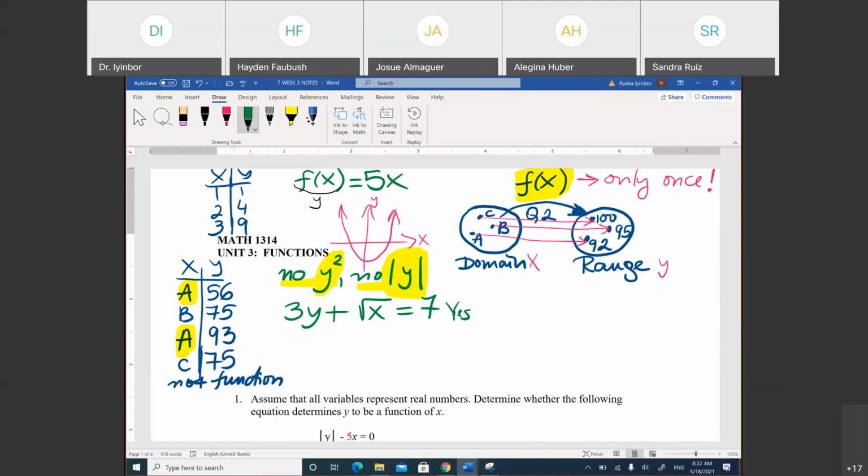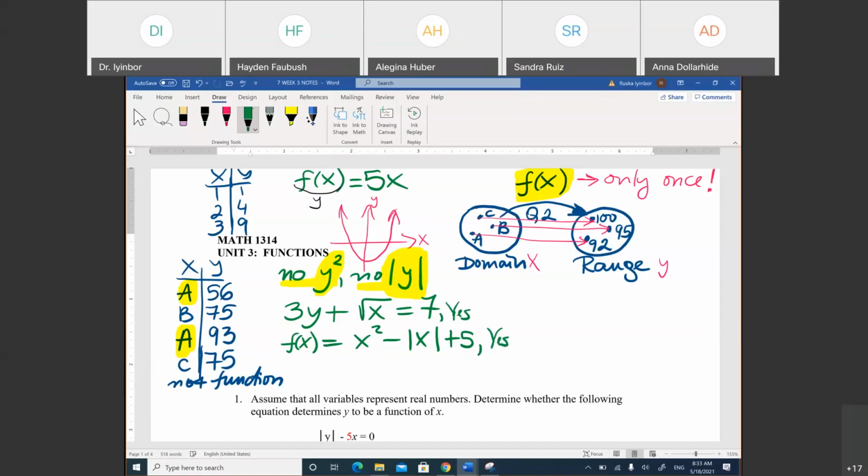Let's do another one. f of x equals x squared minus absolute value of x plus 5, for example. Is that a function or not a function? What do you guys think? It's a function, yes. It's a function because you have no y squared and you have no absolute value of y. You have absolute value of x, but not absolute value of y. So yes, this is a function.